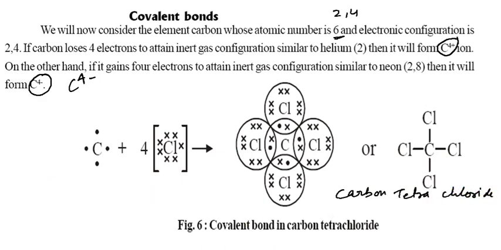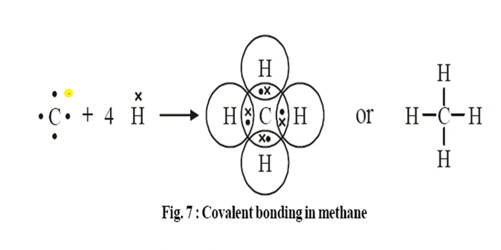Even carbon, you can count here 2, 4, 6 and 8. So they form single covalent bonds, and that is the covalent bond in carbon tetrachloride. The name of this compound is carbon tetrachloride. So you have to write carbon tetrachloride.